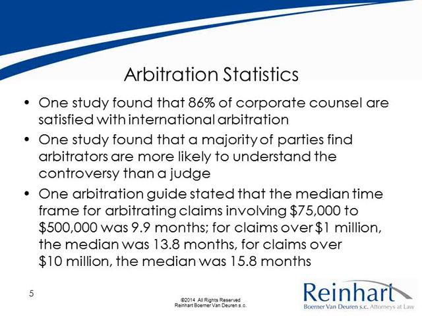One arbitration guide stated that the median time frame for arbitrating claims involving $75,000 to $500,000 was 9.9 months. For claims over $1 million, the median time was 13.8 months. For claims over $10 million, the median was 15.8 months. This is an important statistic because arbitration is often known for being a quicker dispute resolution method, and this statistic shows that that's not always the case.